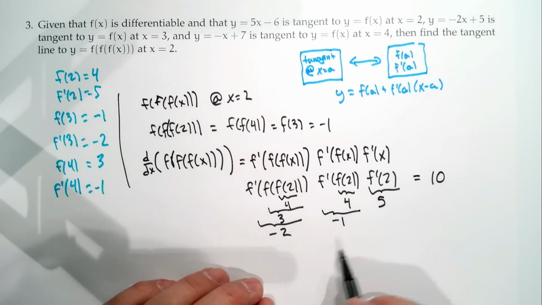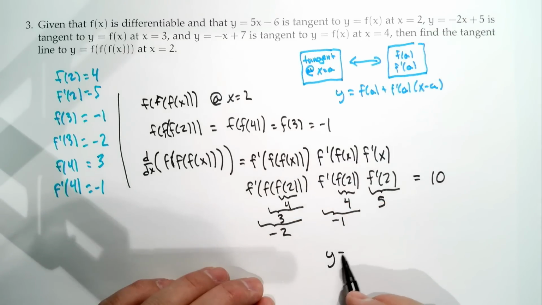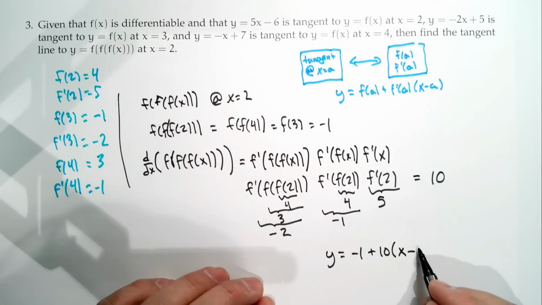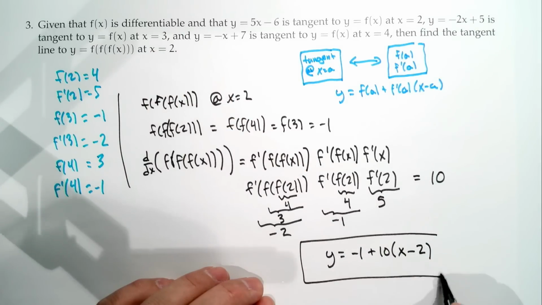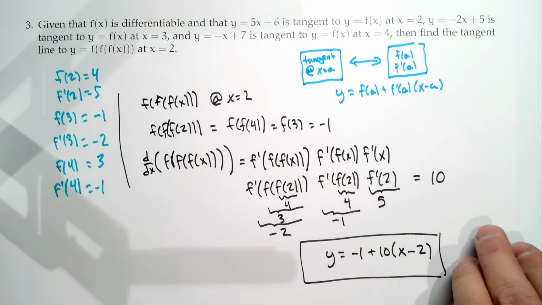So our tangent line, going backwards, we can say y equals the value of the function, negative 1, plus 10 times x minus the place where we're at, which is 2. And there's our answer. All right. Good. Well, it's not so bad.